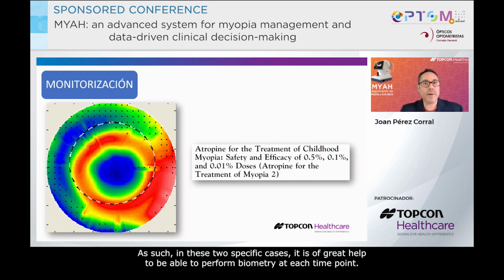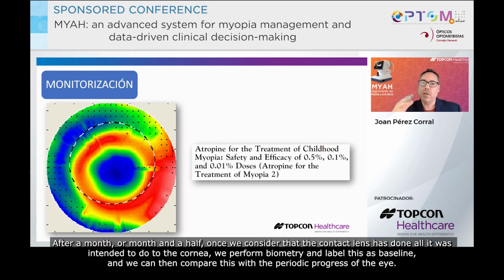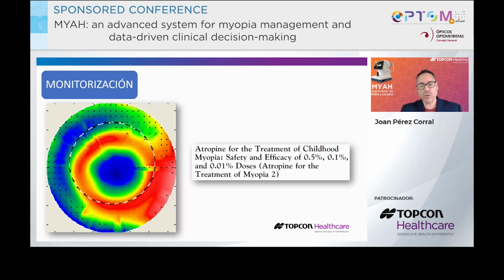As such, in these two specific cases, it is of great help to be able to perform biometry at each time point. In the case of orthokeratology, it would be of interest to perform a baseline biometry for comparison at each visit once treatment is complete. After a month or month and a half, once we consider that the contact lens has done all it was intended to do to the cornea, we perform biometry and label this as baseline, and we can then compare this with the periodic progress of the eye.